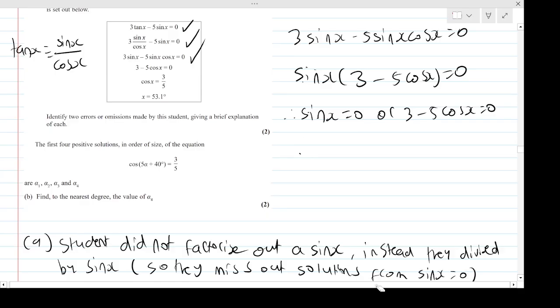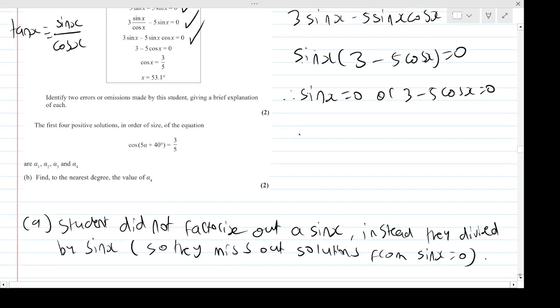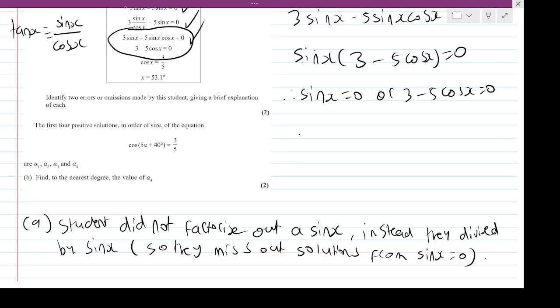Okay, they probably weren't looking for something as detailed as this, but for the sake of learning, I'd give the full details of that error. But again, that's why I keep drilling on: you need to factorize whenever you can, because if you just jump to dividing by sine x to get rid of it, you miss out the solution sine x, because you could have just factorized it out. So always try and factorize first. If you cannot factorize anything out, then yes, divide, because then you're not missing anything out. But hopefully this question shows you do need to factorize and be careful before you just jump to dividing stuff and cancelling stuff out.